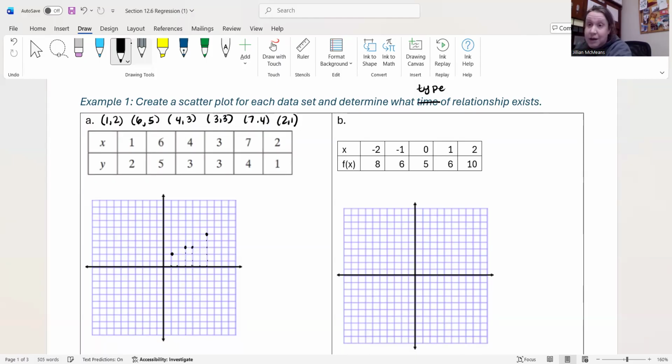And then we have 7, 4. So from the origin, we go to the right 1, 2, 3, 4, 5, 6, 7, and then up 1, 2, 3, 4. And then finally, we have 2, 1. So from the origin, we go to the right 2, up 1.